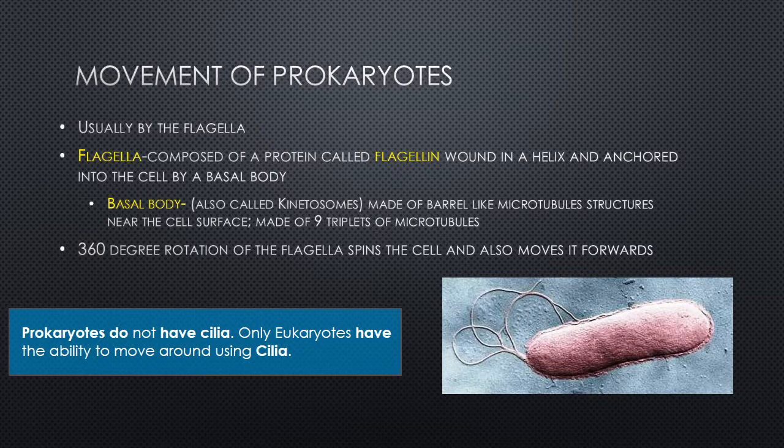And it, like I said, allows that flagella to rotate in 360 degrees and allows the bacteria to move forward just like a boat propeller. It's important to note what I have here in blue. Prokaryotic cells do not have cilia, so don't confuse the fimbriae that we looked at before with cilia. Only eukaryotic cells have cilia, and they use those for motility, but prokaryotes only have flagella, not cilia.